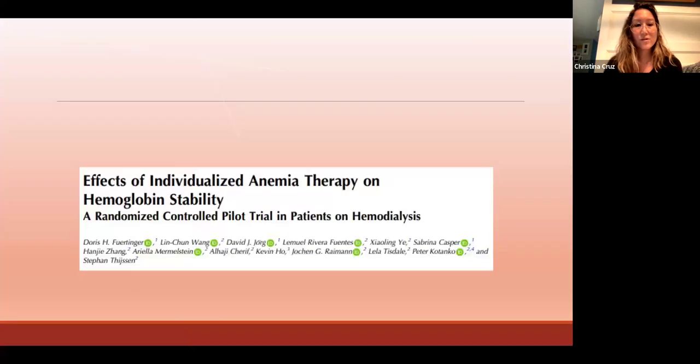So there's this article that came out of CJASN. It's called The Effects of Individualized Anemia Therapy on Hemoglobin Stability. And it's a multi-center, double-arm, randomized controlled pilot study in patients on maintenance hemodialysis who were prescribed Mircera. And these patients were recruited from 5 Fresenius Kidney Care clinics in New York, New Haven, Connecticut, and Costa Mesa, California. And all of these dialysis clinics used what's called a Crit-Line. It's a device that continually monitors hematocrit during dialysis.